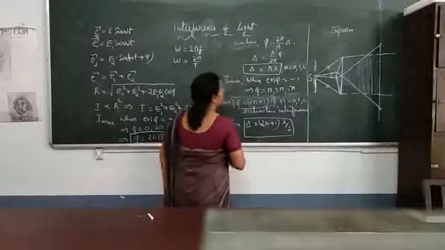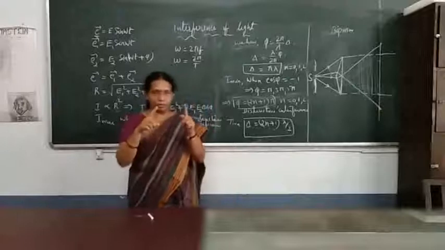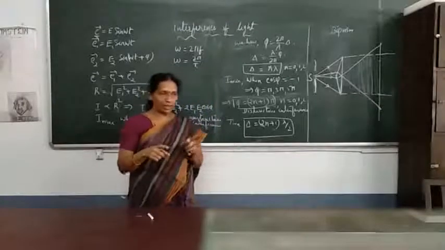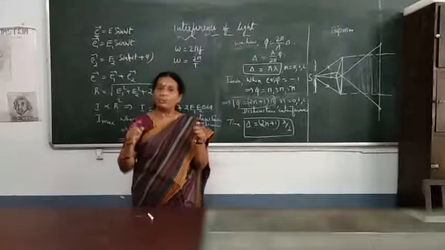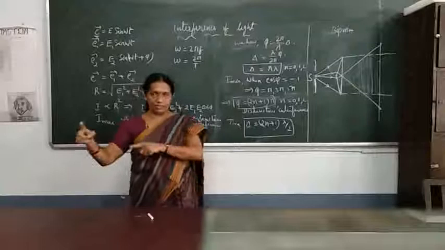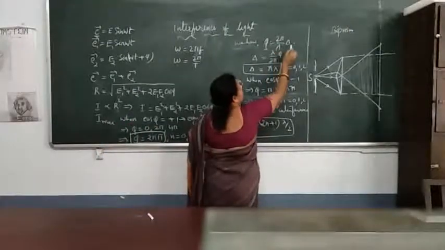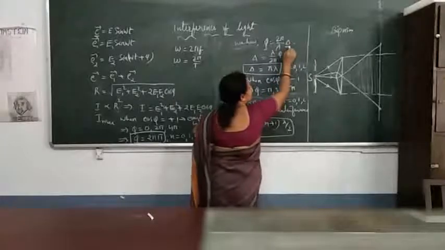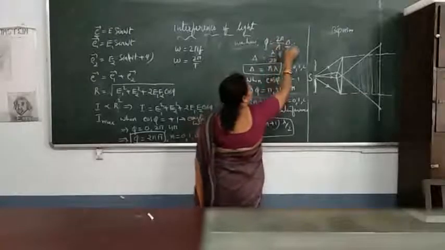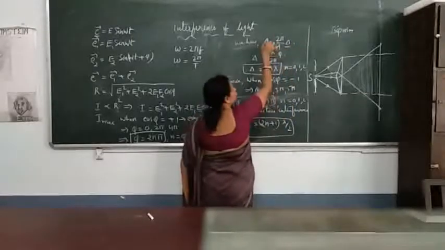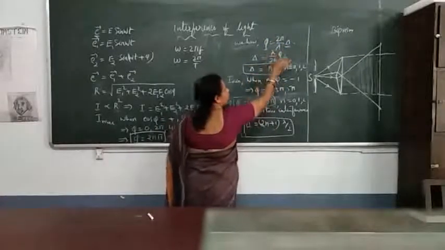Now, we have the relationship between phase and path like this. Suppose you have a wave of wavelength lambda. Then any two particles separated by a distance lambda differ in phase by 2 pi. So lambda corresponds to phase difference 2 pi. Any phase phi corresponds to a path delta, and we connect them by this relation: phi is always 2 pi by lambda into delta. This is the relation between phase difference and path difference. So the path difference is lambda by 2 pi into phi.